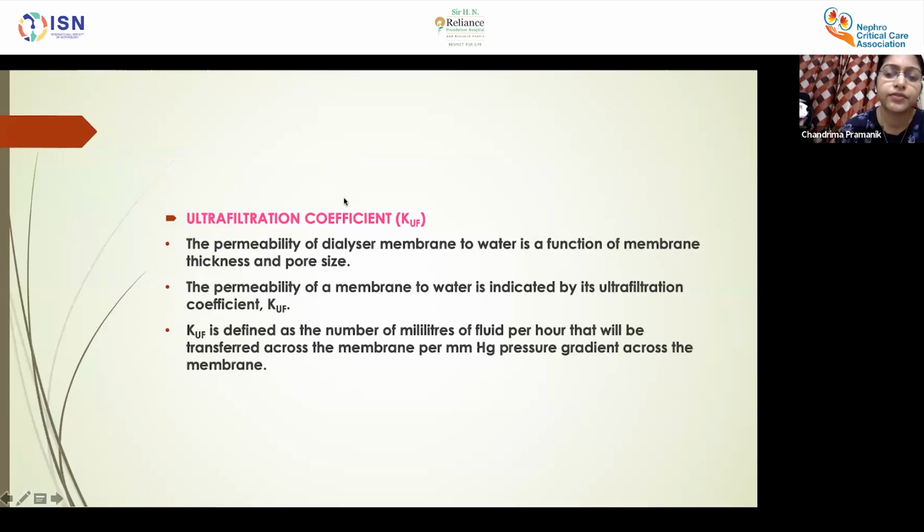Second is the ultrafiltration coefficient, which refers to the permeability of the dialyzer membrane to water. It depends on the membrane thickness and pore size also. Ultrafiltration coefficient is usually defined as the number of milliliters of fluid per hour that will be transferred across the membrane per millimeter of mercury pressure gradient across the membrane.